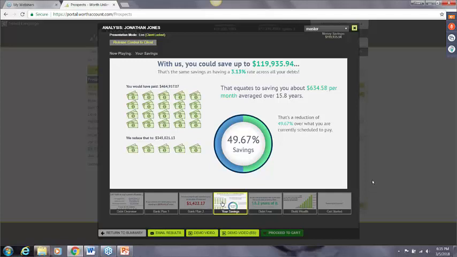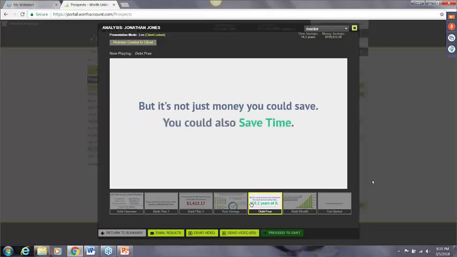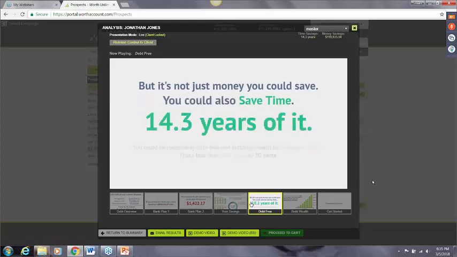Everybody is into saving money. Everybody is always looking for a better way to get things done. Can you see how these screens slowly build on one another to bring us up to this section right here? But it's not just money you could save. You could also save time. 14.3 years of it. This is where you get the client to think and dream a little bit. What could you do with 14.3 years of mortgage and other debt payments?